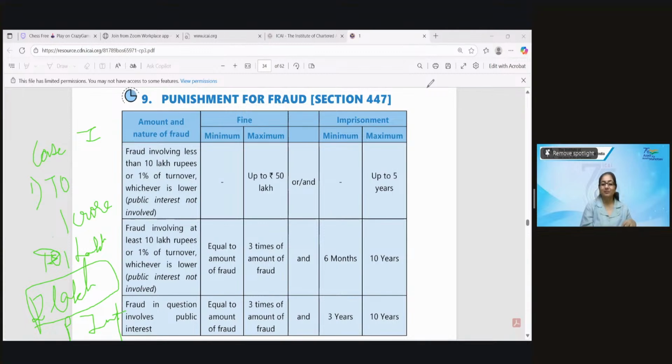Ma'am, in this case, public interest involved, so the amount will be equal to the fraud, that will be 2 lakh, and 3 times that will be 6 lakh, or it involves the imprisonment minimum 3 years or maximum 10 years. Because public interest आ गया तो 3 years 10 years तो रख लेंगे। And एक चीज आपने नहीं बोली बेटा, how much fraud did you say? Minimum is 2 lakhs, maximum is 6 lakhs.